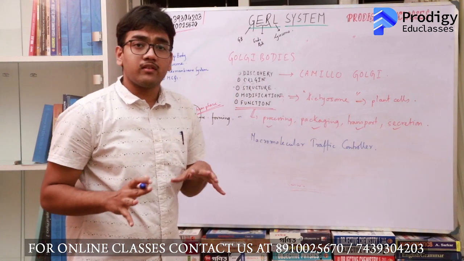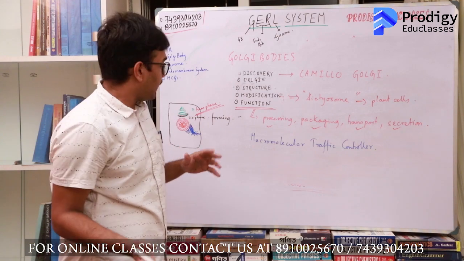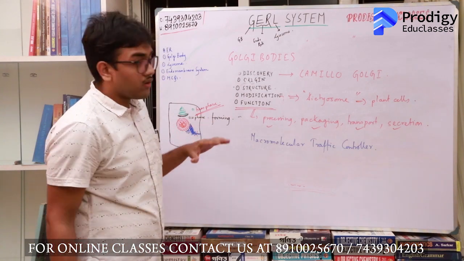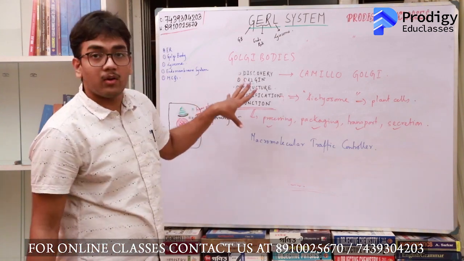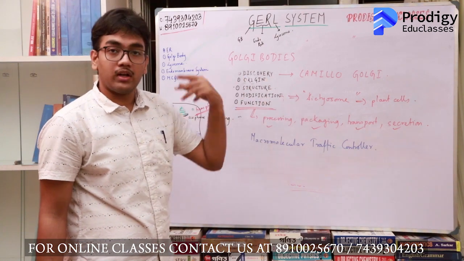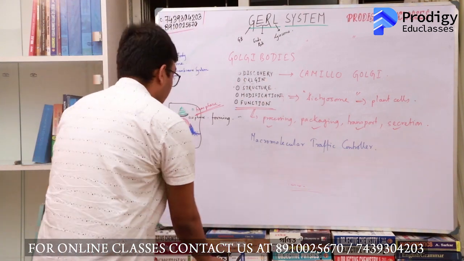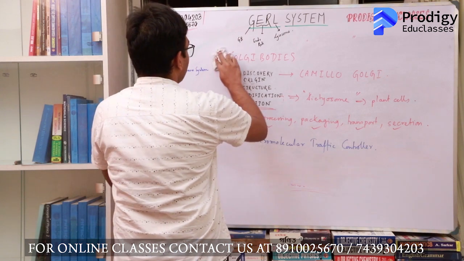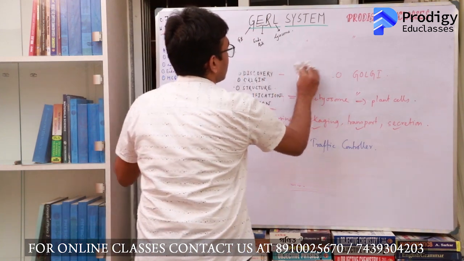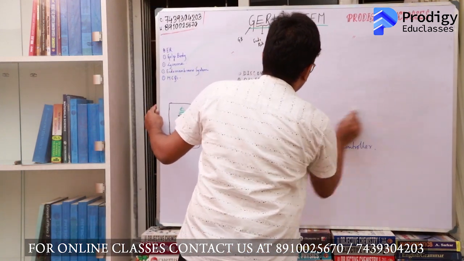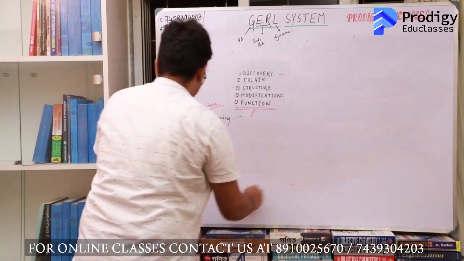So all the substances that you find a cell to secrete, like a hormone, an enzyme, will all be processed through the Golgi body and then packaged, transported and secreted. Okay, so next we'll come to the next organelle of the GERL system, which is the lysosome.